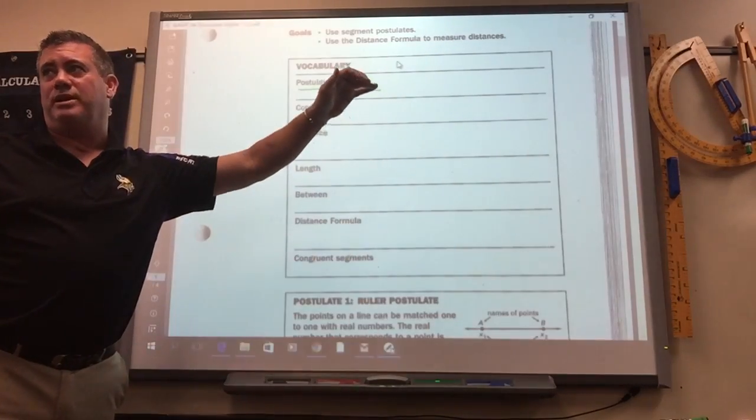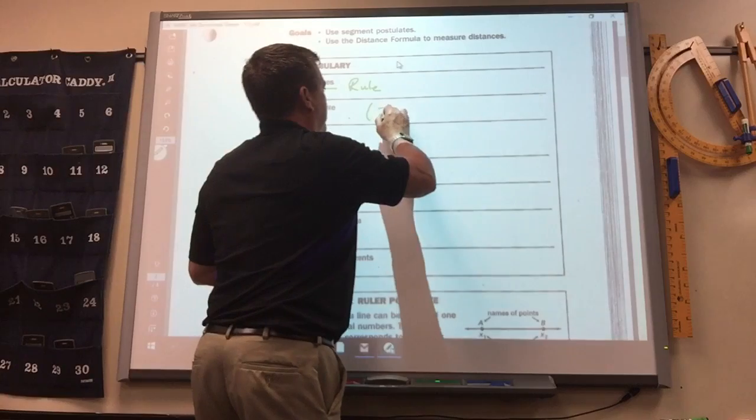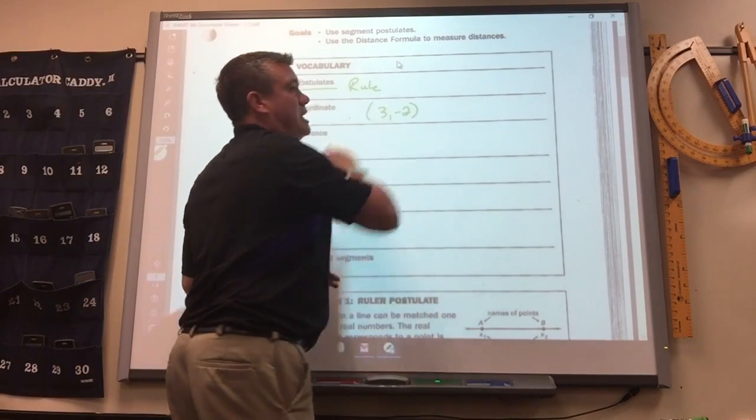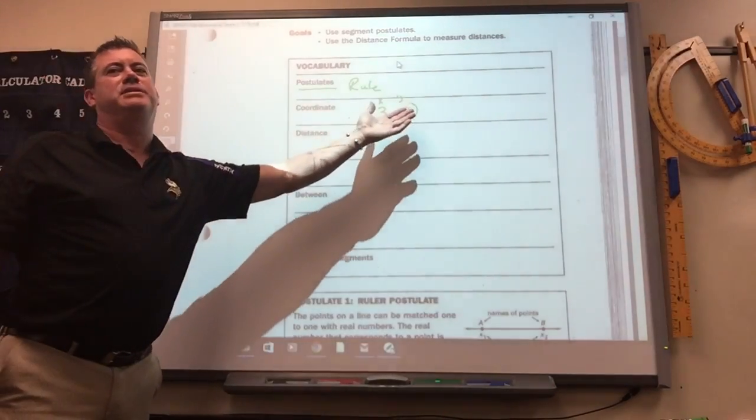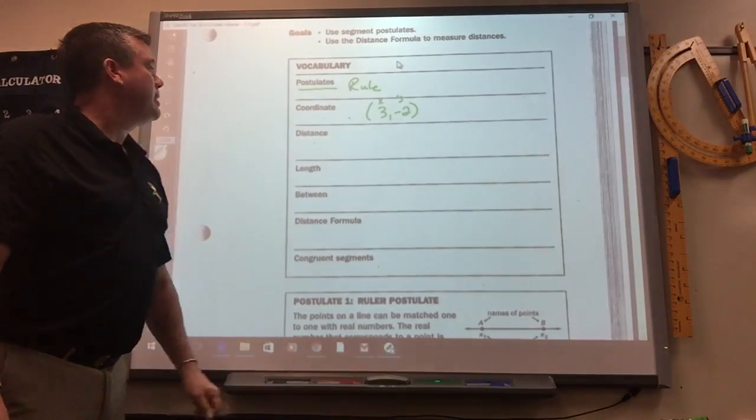Coordinates, everyone knows what a coordinate is. Like (3, -2) means you go right 3, down 2. X, Y, alphabetical. They're also called ordered pairs because they're in alphabetical order.